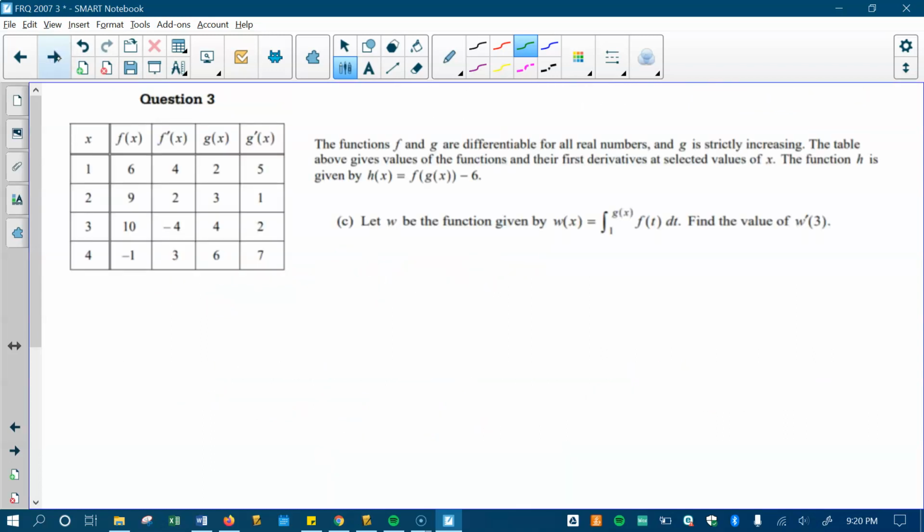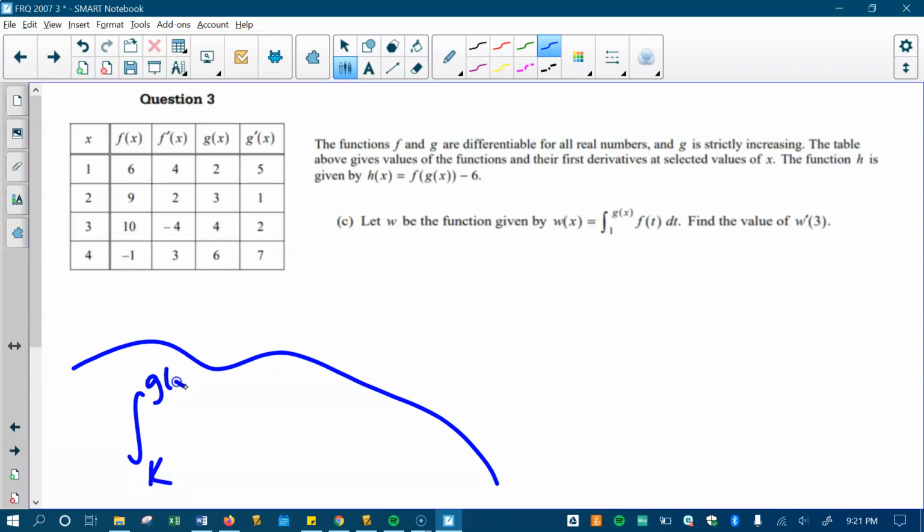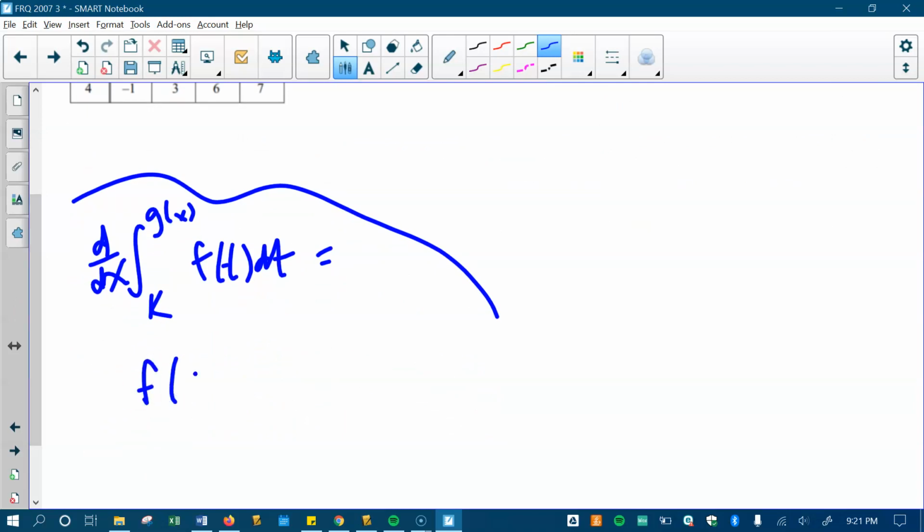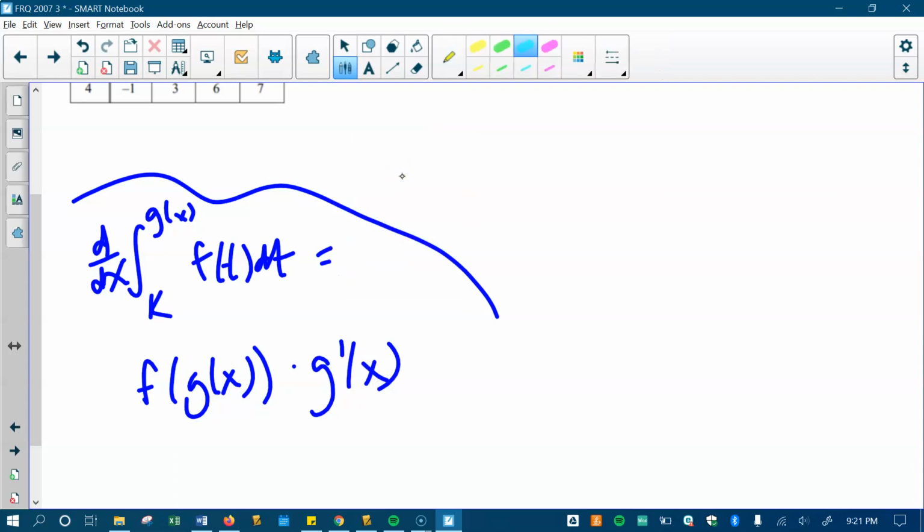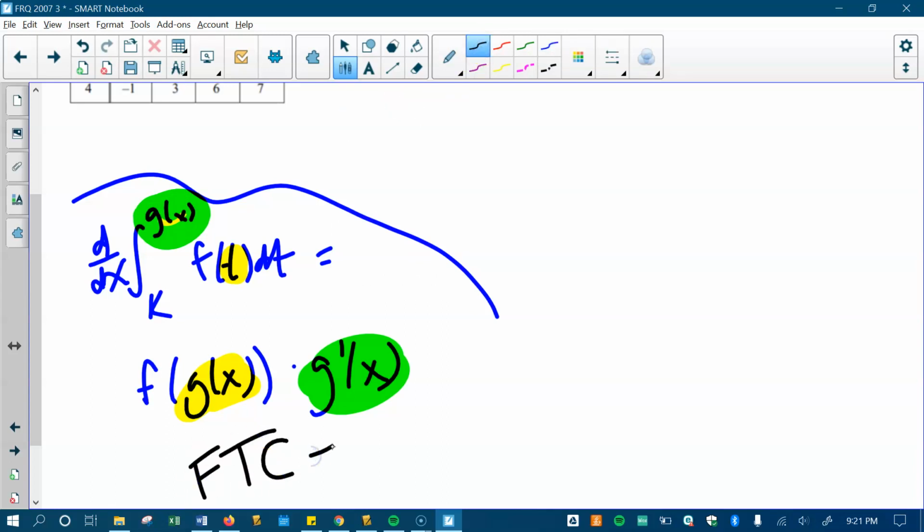Okay, for part C, let W be the function given by the integral. Find the value of W prime of 3. Okay, these are a little bit easier. I have to take the derivative of an integral, so I'm going to make a side note. When you take the derivative of an integral from k to g of x of f of t dt with respect to x, you get f of g of x times g prime of x. In other words, you are plugging in g of x for t, but then also multiplying by the derivative of g of x. And again, if you need more practice on this, this is the Fundamental Theorem of Calculus, FTC Part 2.